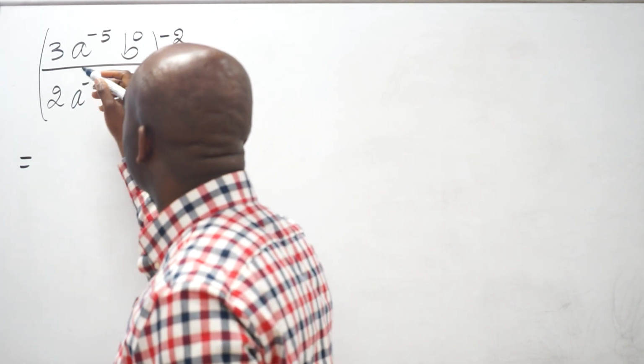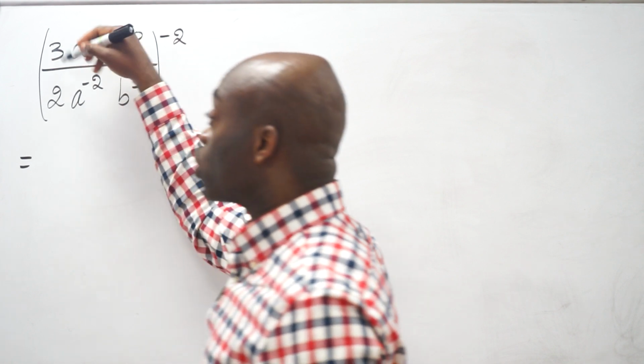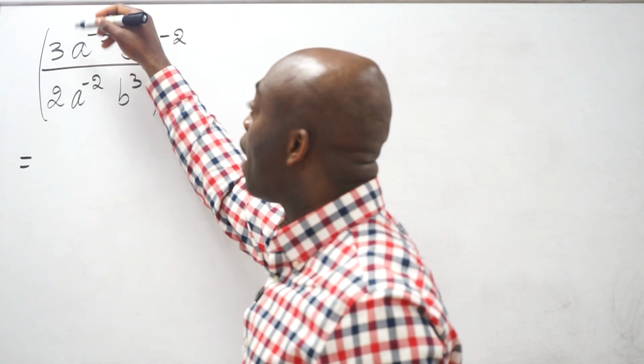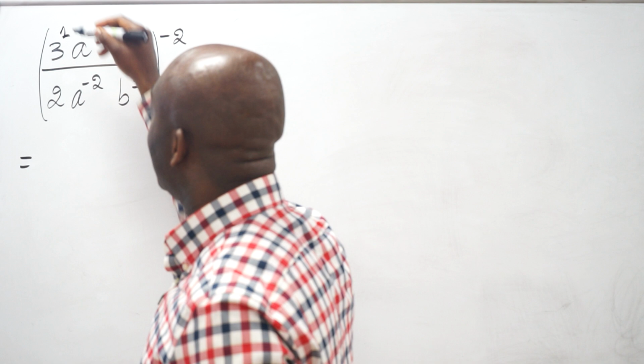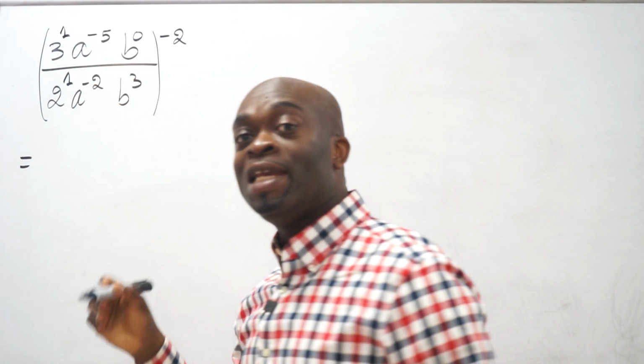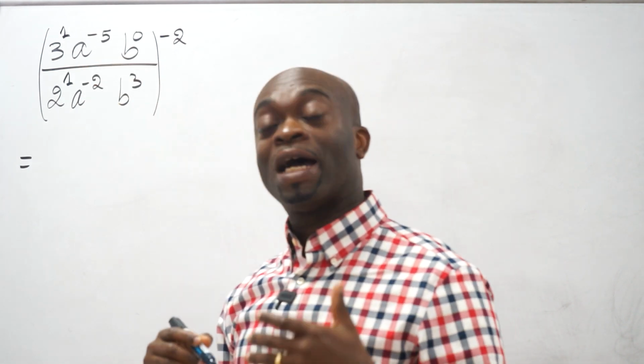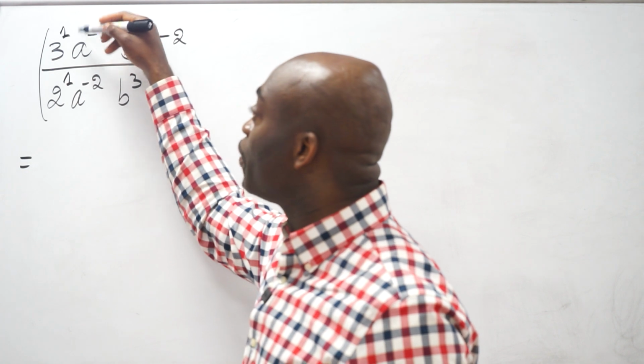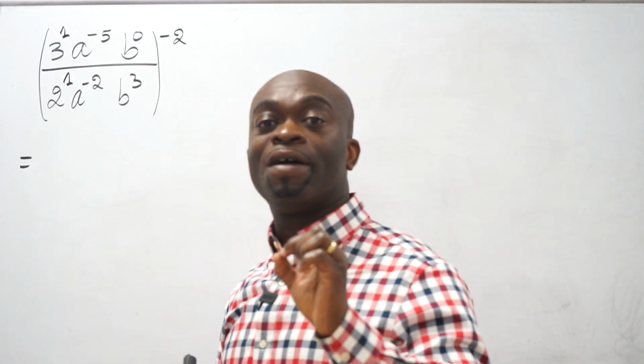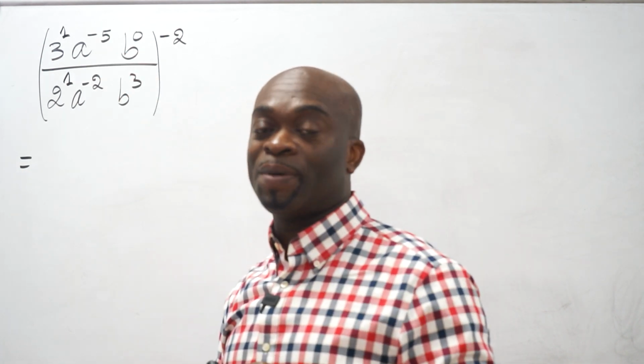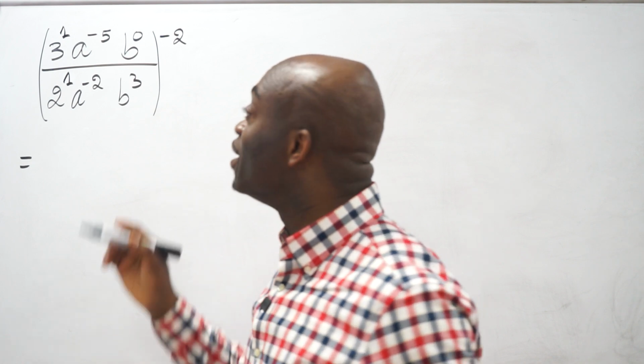So we have, and also here very quickly, 3 power 1, right? And then 2 power 1. So any number or variable as a base that does not have a power always has an invisible 1 as a power, always. Keep that in mind. So let's go for it.